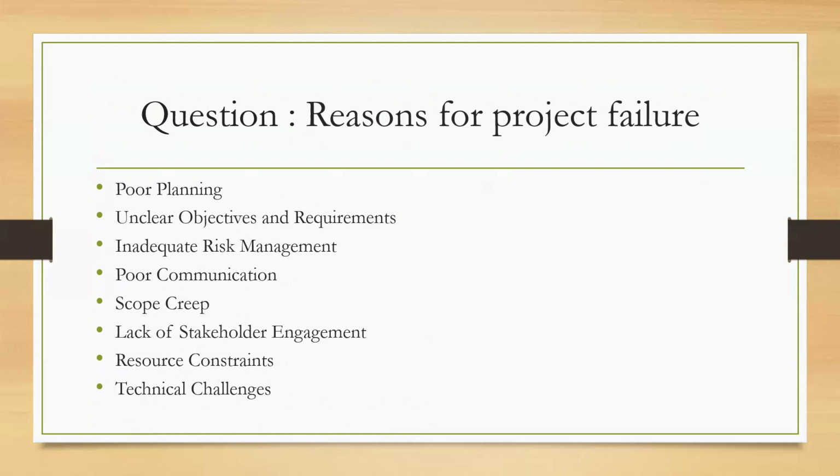So the next question is about the reasons for a project failure. Here we have given a few points regarding the possible reasons for project failure. It could be poor planning of the project. If the objectives are not clear and the requirements are not clear, that can also lead to project failure. And there is no proper risk management. And if there is poor communication between team members in a project, or between the stakeholders, or with a business analyst, that could be a reason for project failure.